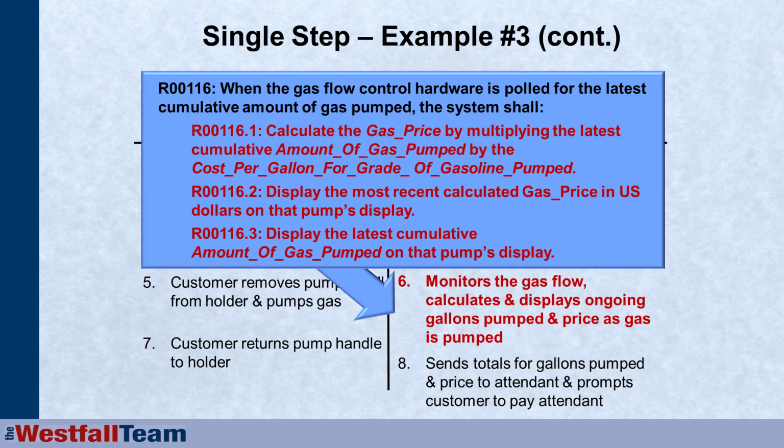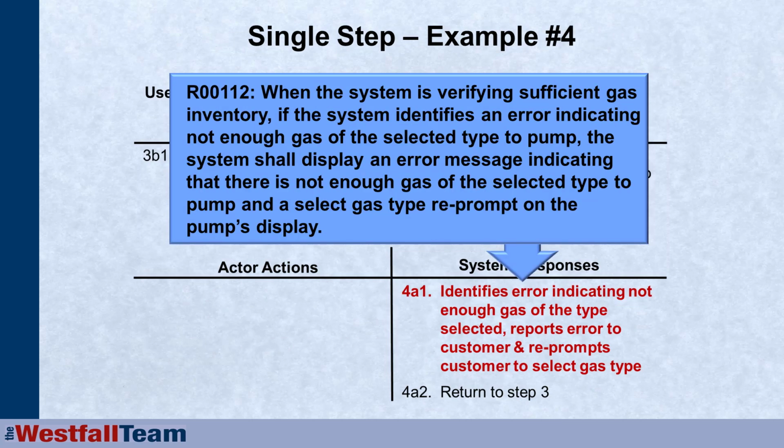The other reason I do these is they're fast and easy, so you can get a lot of information in a short time with these. Then looking at one of the alternative steps, the system identifies an error. If you're comfortable, go back to the previous format where we bulletized it, in which case requirement 112.1 becomes displaying the error message, and 112.2 becomes reprompting for the gas type. That way you've got two specific requirements that are sub-requirements under the if statement.